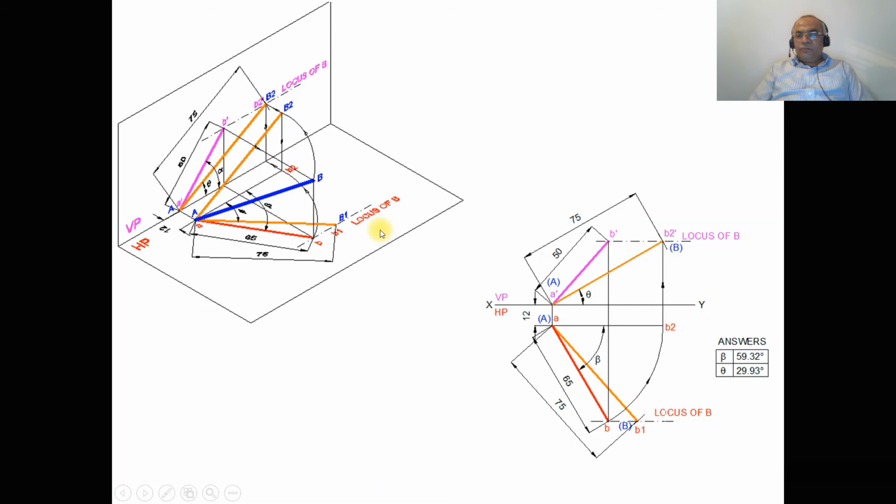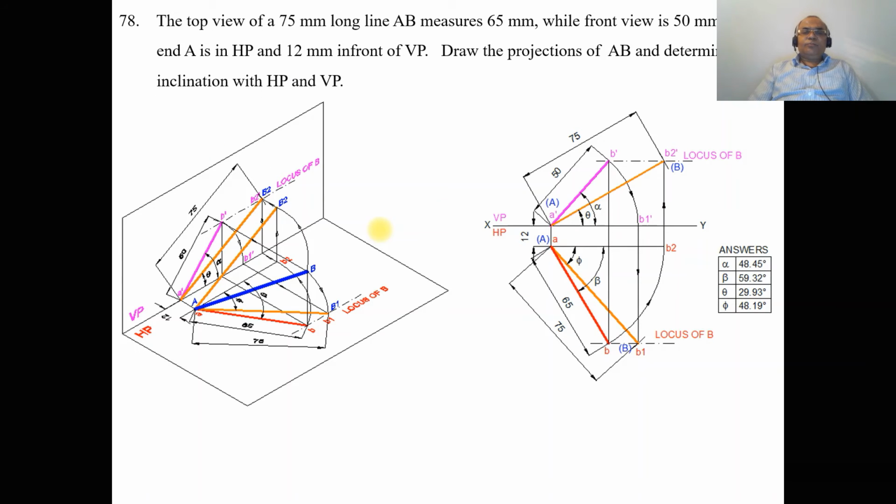So this is how you will be able to analyze the problem in 3D as well as stepwise. Now we are going to try to solve this problem by using the sketchbook. First, draw the XY line, and mark VP and HP.